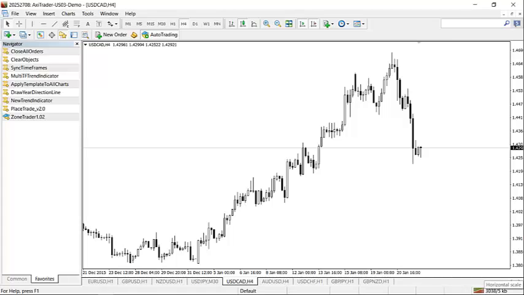The key secret to Zone Trader is its ability to identify zones of either supply or demand on a chart. It then allows you to quantify the strength of these zones using a whole range of parameters and to develop complex strategies based around these zones.